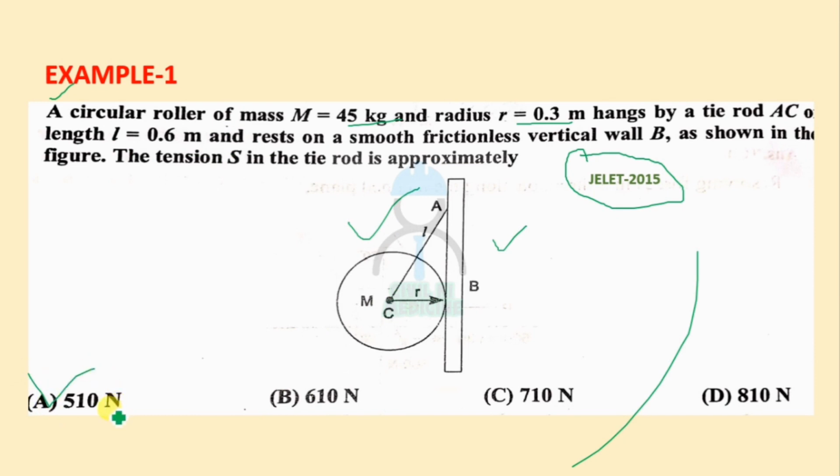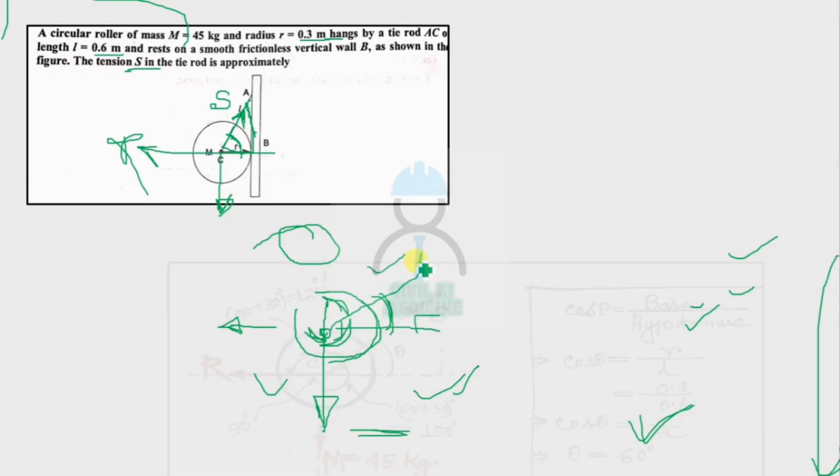If the option were in kg, then the answer would be in kg. But here the option is given in Newton. So we have to convert the unit of mass, kg, into the unit of weight, that means Newton. Simply kg times the acceleration 9.81, then it will be converted into Newton. Okay.